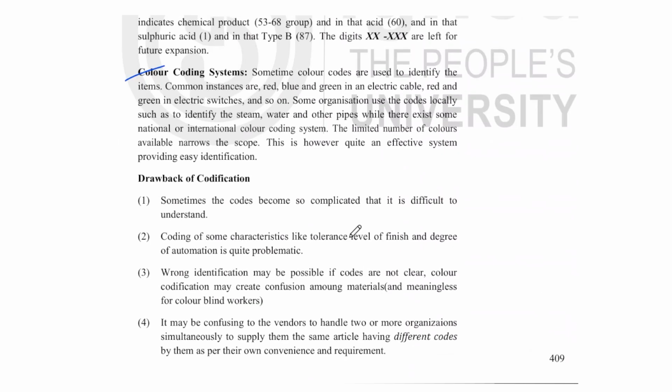And there is a color coding system also. Sometimes color codes are used to identify the item. Common instances are red, blue, green in an electric cable, red and green in electric switches, and so on. Some organizations use the codes locally, such as to identify steam, water and other pipes, while there exist some national or international color coding systems.